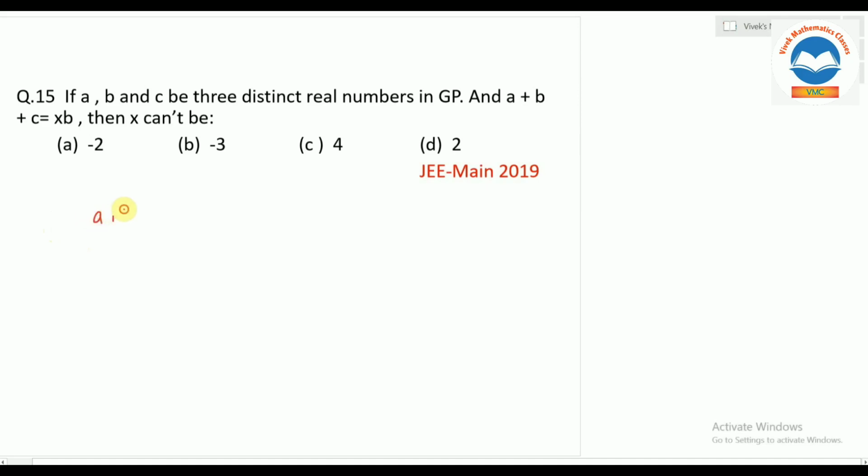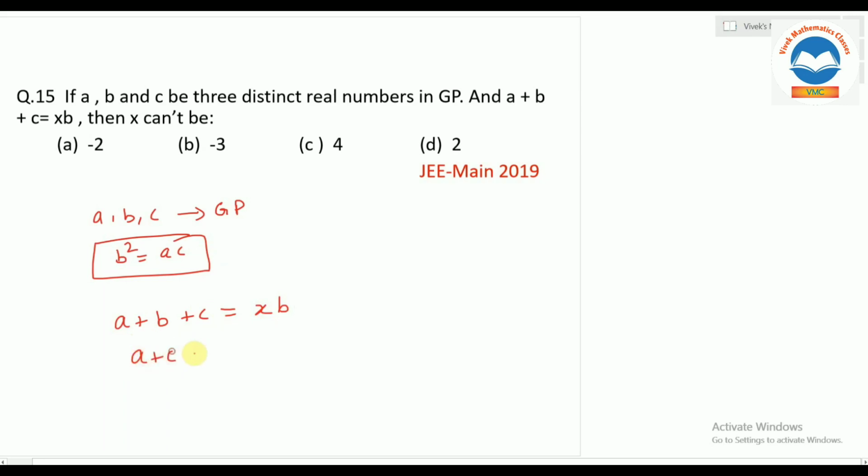They are saying that a, b and c are in GP. See, if they are in GP, then we can write b square equal to ac. This we know at least. And what next they have given? They have given us a plus b plus c will be equal to xb. So I will combine the b terms to one side. We will get a plus c will be equal to xb minus b. If you take b common in this, we will get x minus 1.